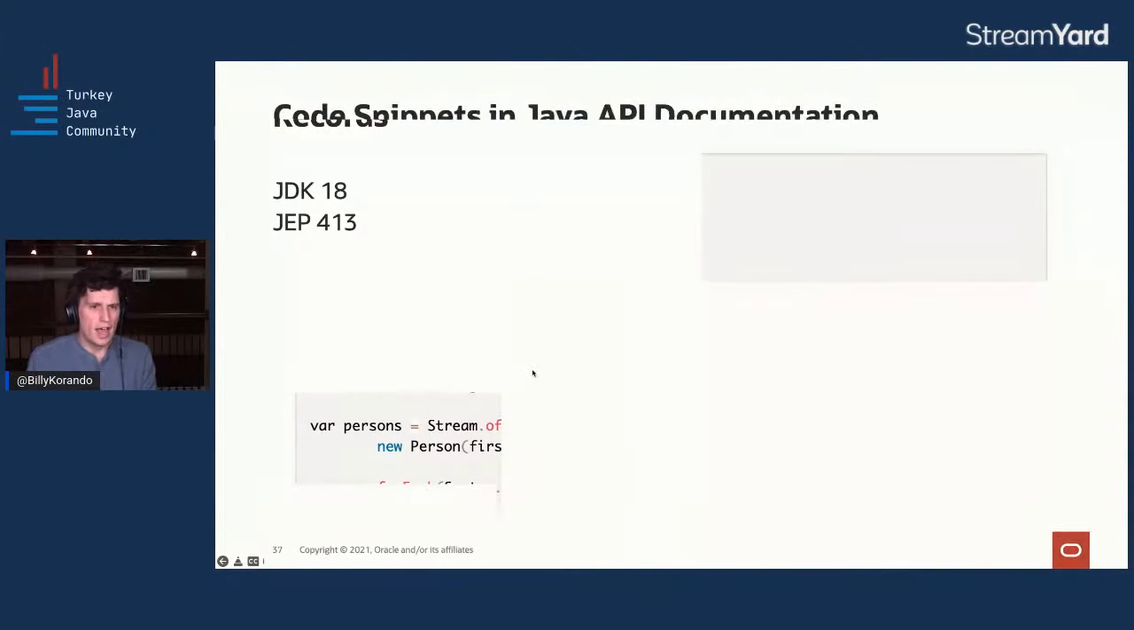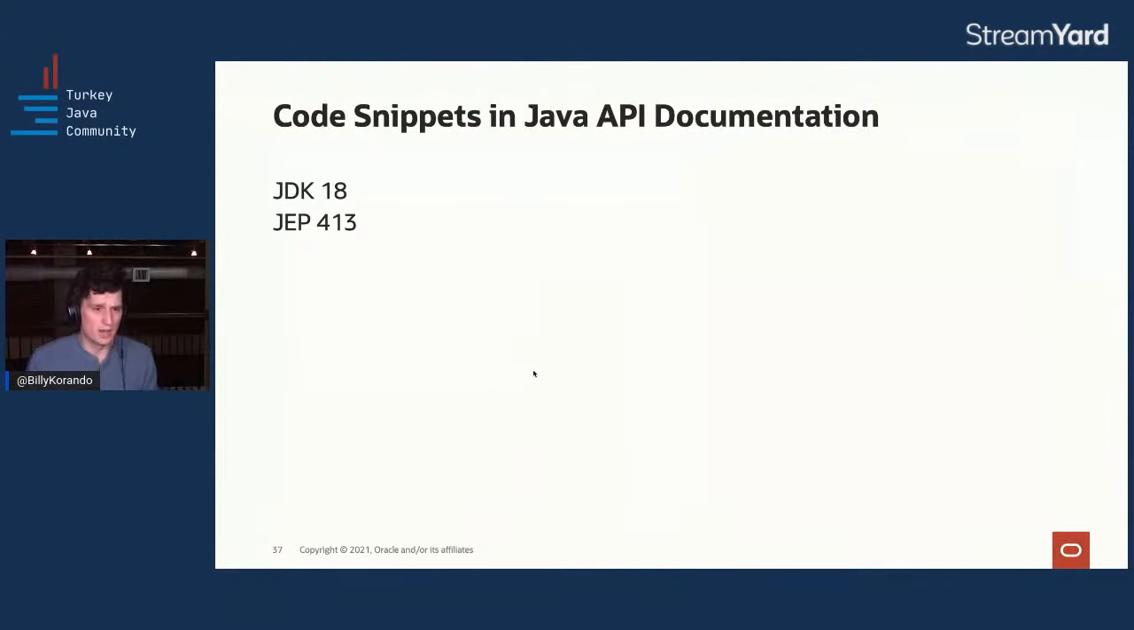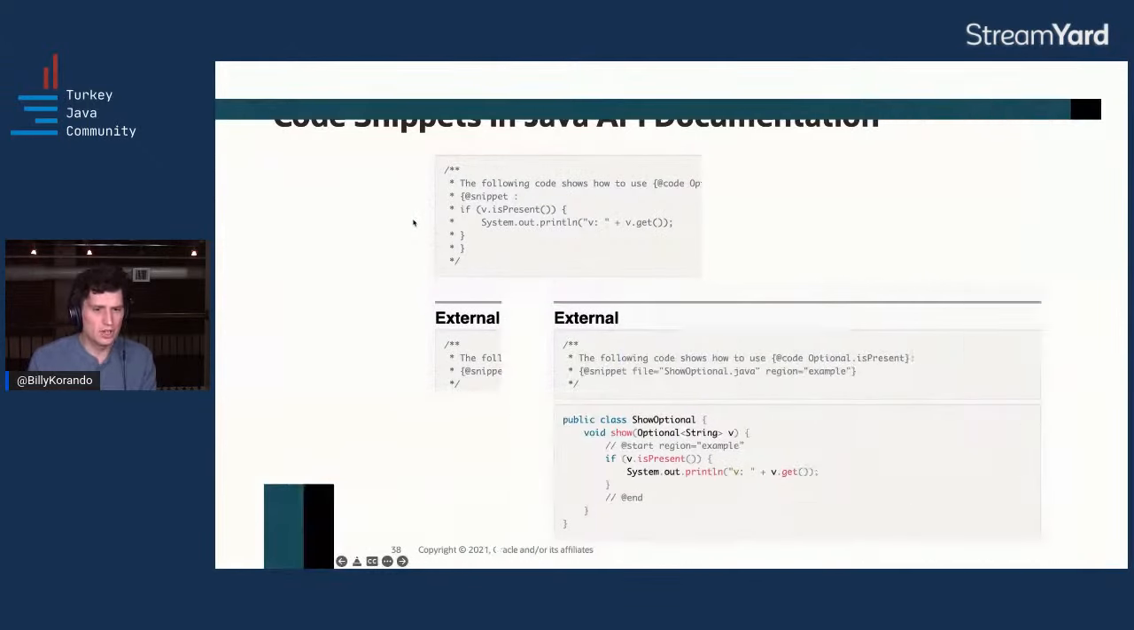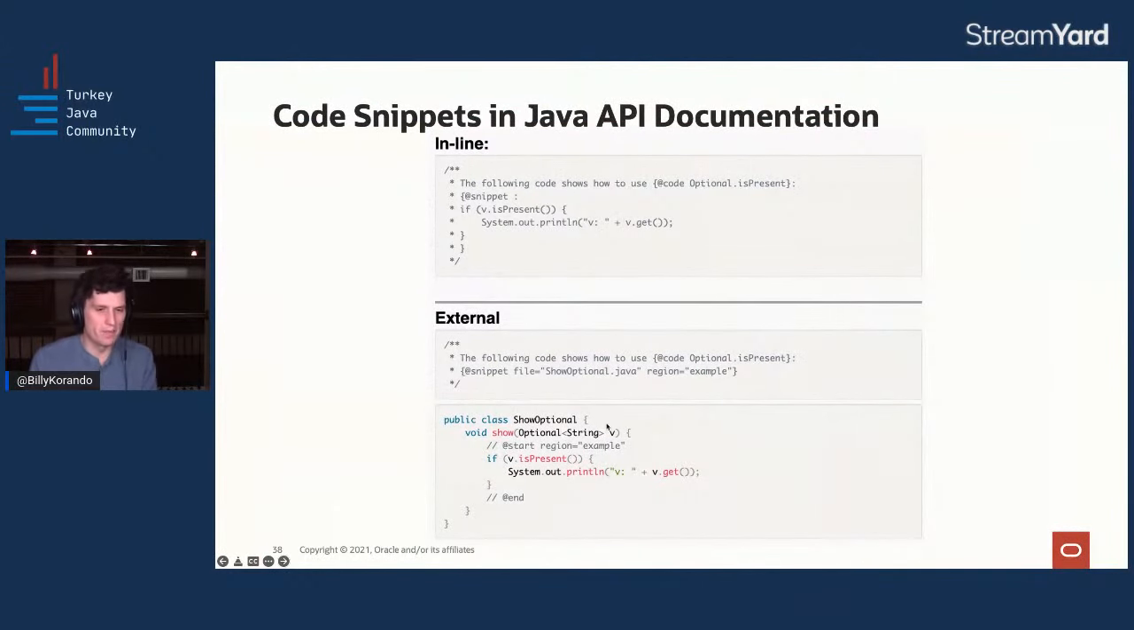All right. And the last new code change I want to talk about, which is going to be coming in Java 18, is better support for code snippets in Java API documentation. Like I said, this is going to be part of JDK 18, and the JEP for that is 413. Just covering the very basics of it, there's a couple of different ways you can handle it.